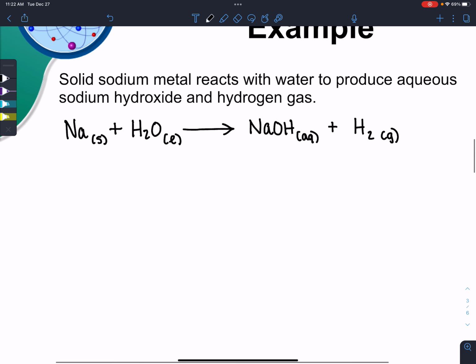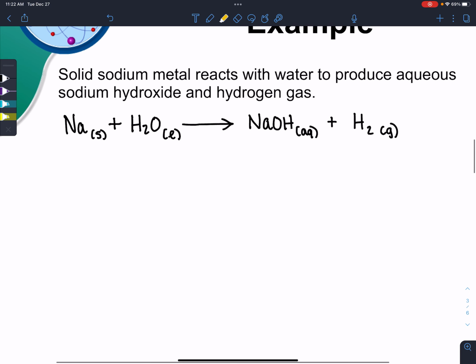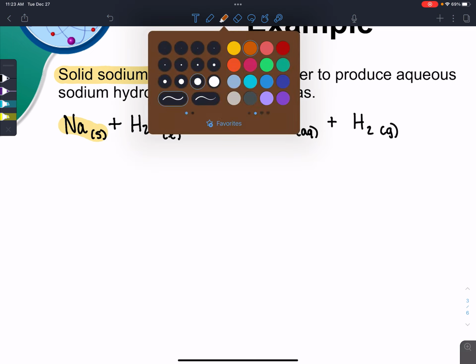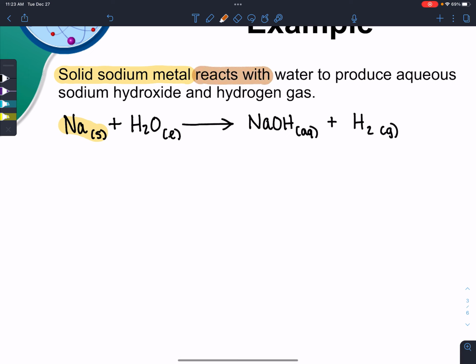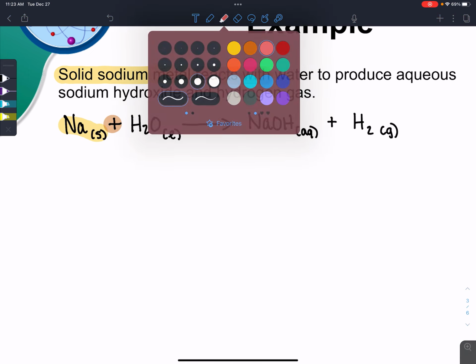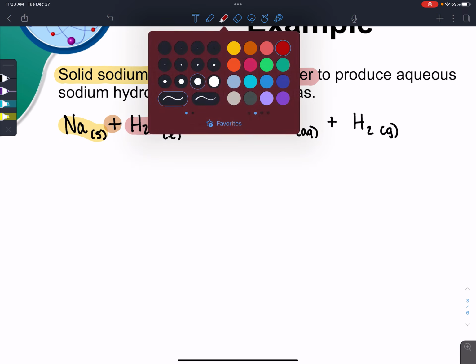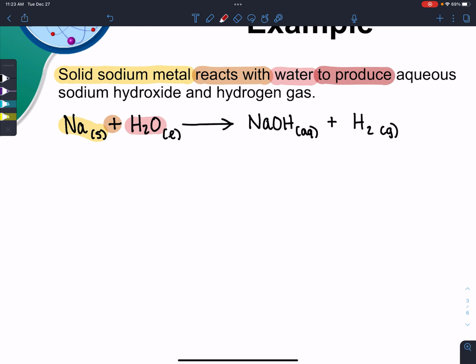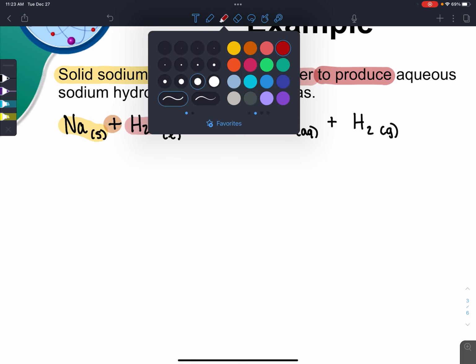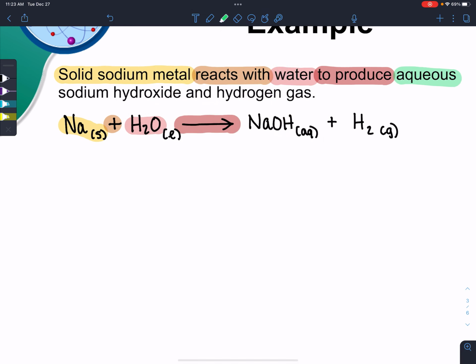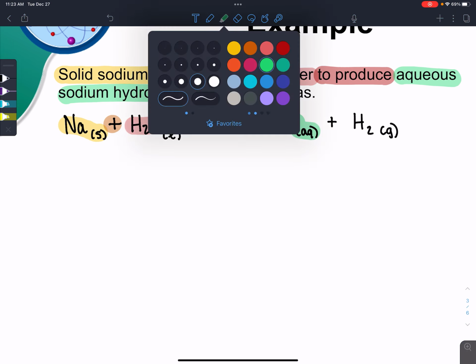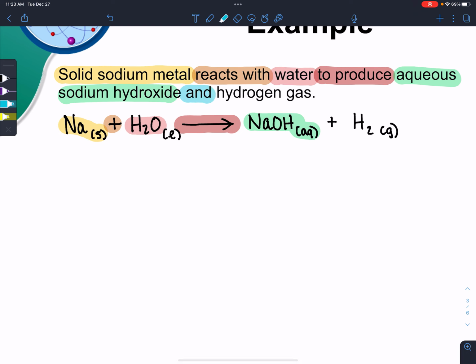Now, real quick, before I balance this, I'm going to highlight it to kind of show you where everything was. So we had solid sodium metal. That's that. Then we had reacts with. That's my plus sign. Then we have water, which is, remember, always a liquid. Then we have to produce, which is my arrow. Then we have aqueous sodium hydroxide, which is right here. And, which is a plus sign.